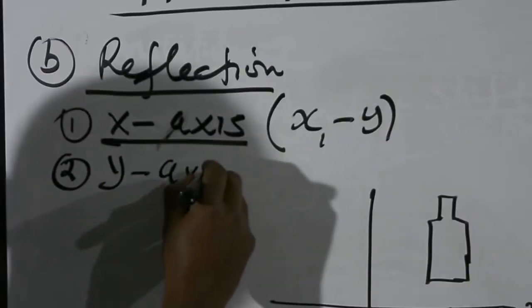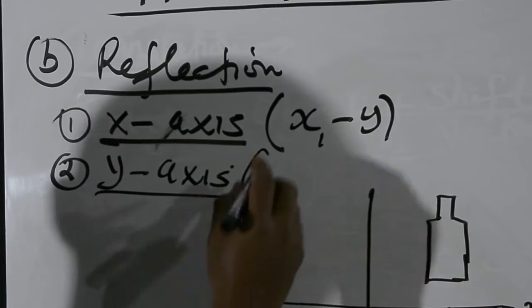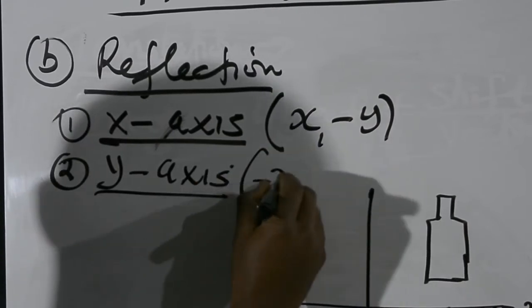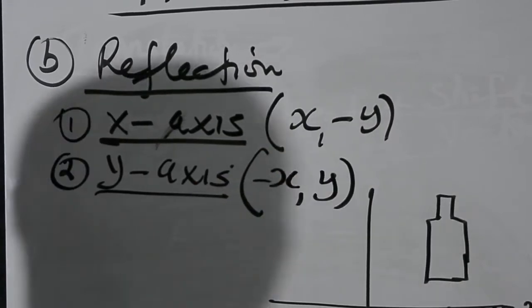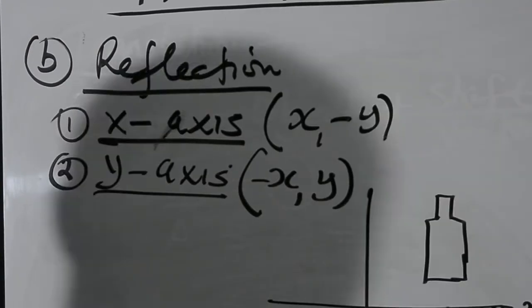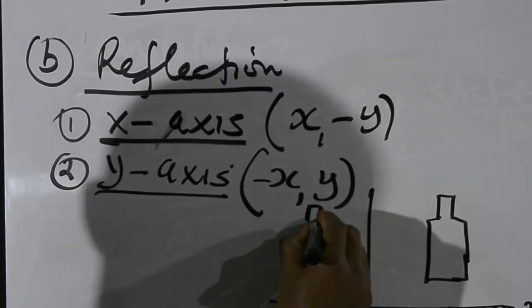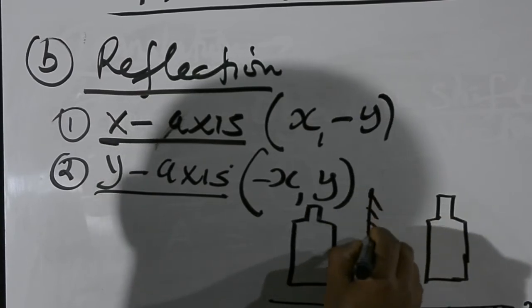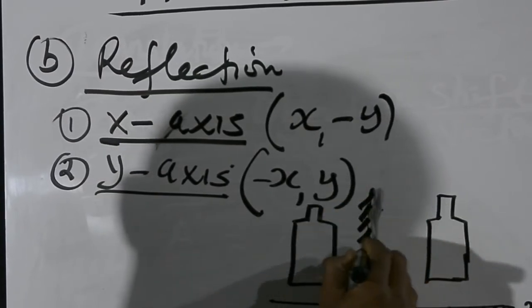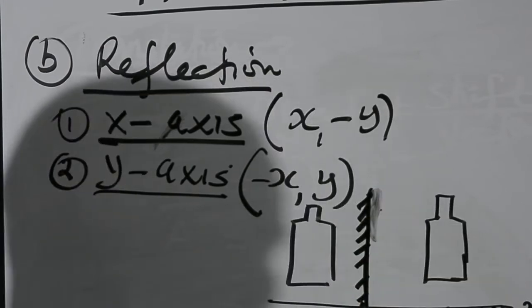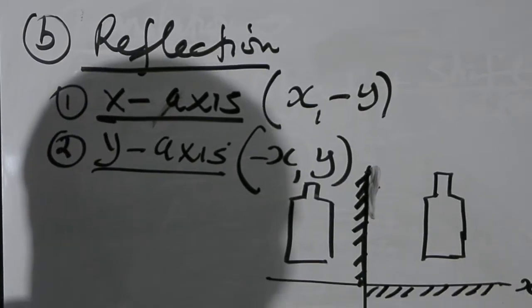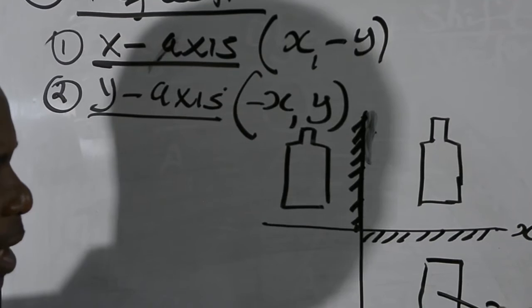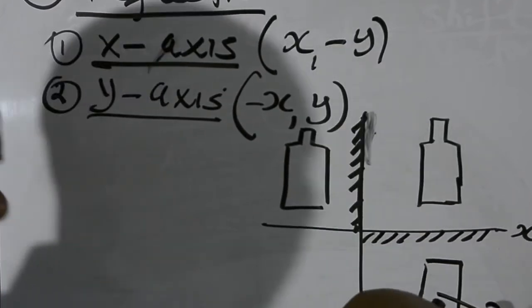In the y-axis, now this time it is the turn of the y. The y becomes positive and x is negative. So in that case, I now want to make this bottle appear in this axis. The mirror is now here. When the mirror was here, the object appeared here. That is in the x-axis. X-axis is reflected in the x-axis.